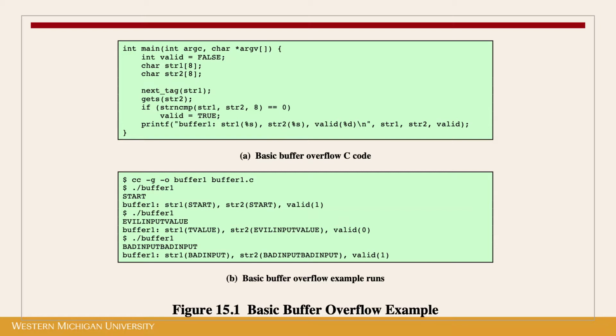So this is a somewhat contrived example. It's very simple, but this is what we're talking about. Allowing someone to write further than what's been allocated for their input can lead to all sorts of problems. And believe me, clever attackers can do all sorts of damage with this kind of vulnerability.